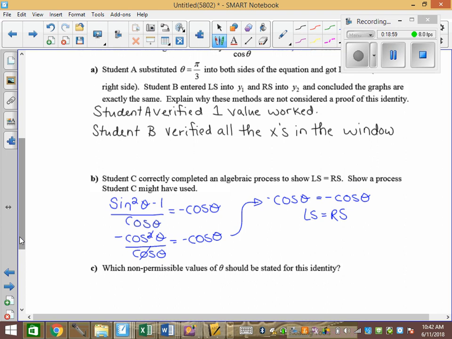If we wanted to verify this for pi over 3, like they said, pi over 3 would go: sine squared pi over 3 minus 1 over cos pi over 3 equals negative cos pi over 3. You fill it in instantly. Not even after the first step when you've canceled. You're not canceling anything off. You fill the pi over 3 in immediately.